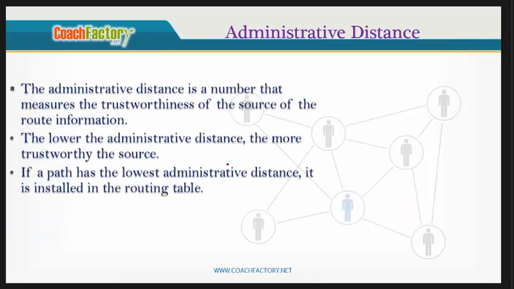So this is administrative distance. The administrative distance is a number that measures the trustworthiness of the source of the route information. The lower the administrative distance, the more trustworthy the source. If a path has the lowest administrative distance, it is installed in the routing table. So in our case, what we saw just now, both paths have the same administrative distance value. That's why the router prefers both, and it installs both paths in its routing table as best.